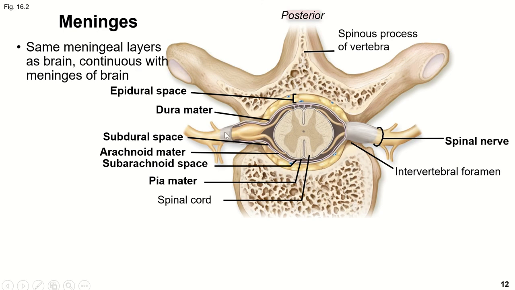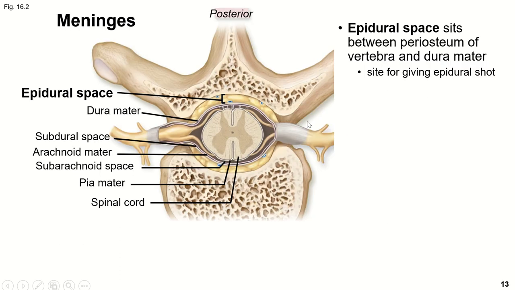Now, the meninges around the spinal cord are going to be the same layers that we see around the brain. The only difference is that what had been a potential space is now a real space, and that's this epidural space here. The epidural space sits between the periosteum of the vertebra, which is here, and the dura mater. The dura mater here is just one layer.